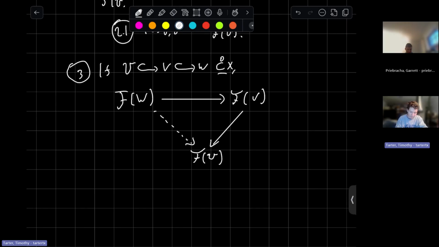And then of course the natural thing here is that you can go straight down to U. So this is res WU. This is res WV. This is res VW or VU. Right. So res VU composed with res WV gives you res WU.